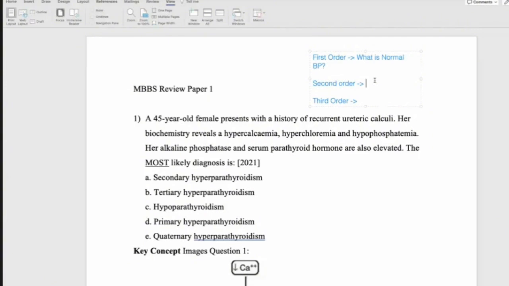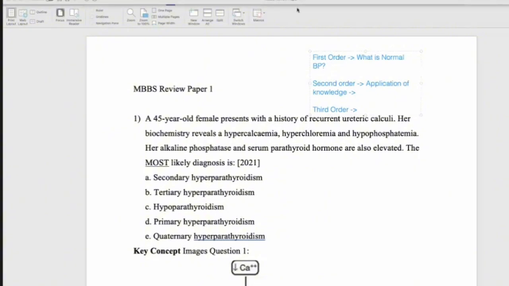Now, a second order question is testing application of knowledge. So what I mean by second order, someone has a question?